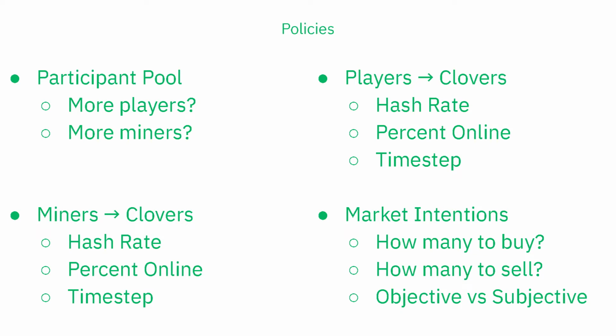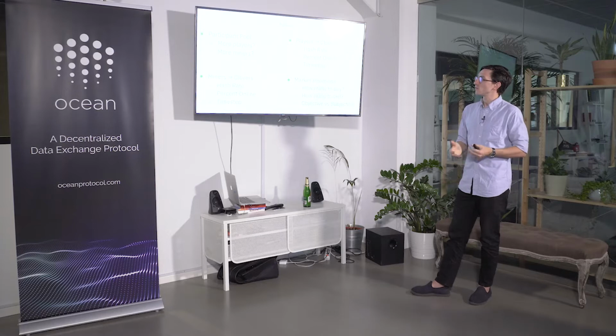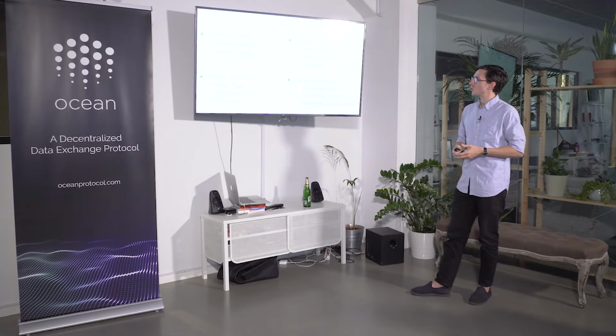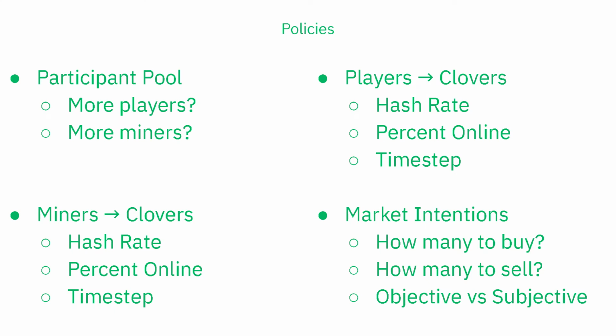So our policies. We have a participant policy. This is about, are there more players? Are there more miners? We have a sort of very slowly increasing number of those. We try to be conservative about that. We have the miners handling clovers policy. So based on the hash rate of all the miners, the percent of them online, and the number of miners in existence, plus the time step, which we've been using as a 1 hour time step, in that period, how many symmetrical clovers are they likely to find? This number is based off of some very crude number crunching, where I found that about 1 out of every 10,000 randomly played games ends up being symmetrical.